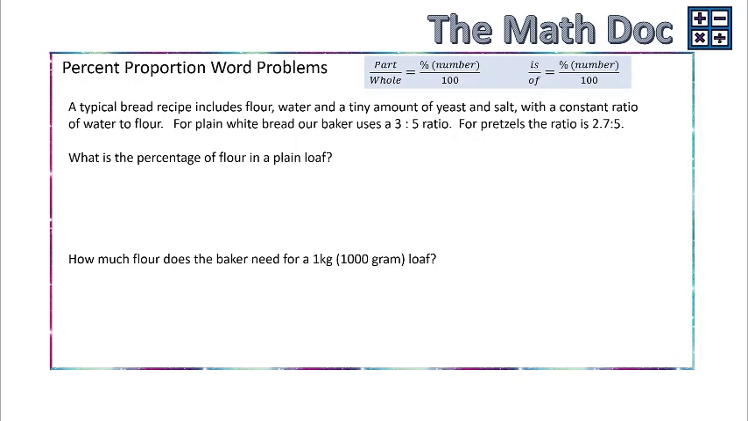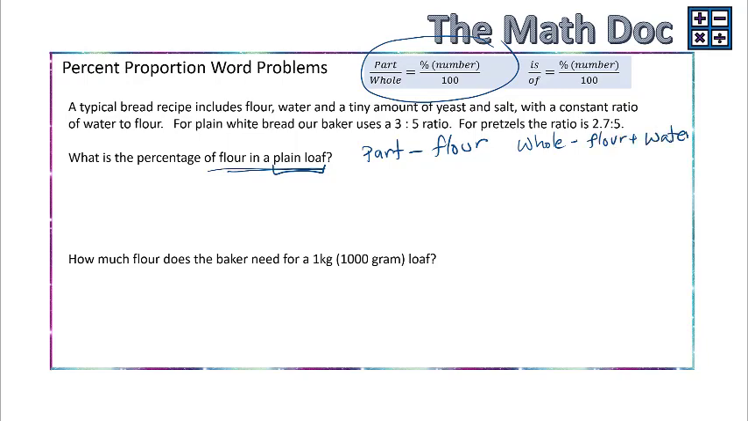In order to figure that out, we have to figure out what our part and whole are in the formula for the percent proportion. So we're looking at the percentage of flour in a plain loaf. Our part is the flour, the amount of flour. What is our whole here? Well, our whole is the entire loaf, so the whole is flour plus water.